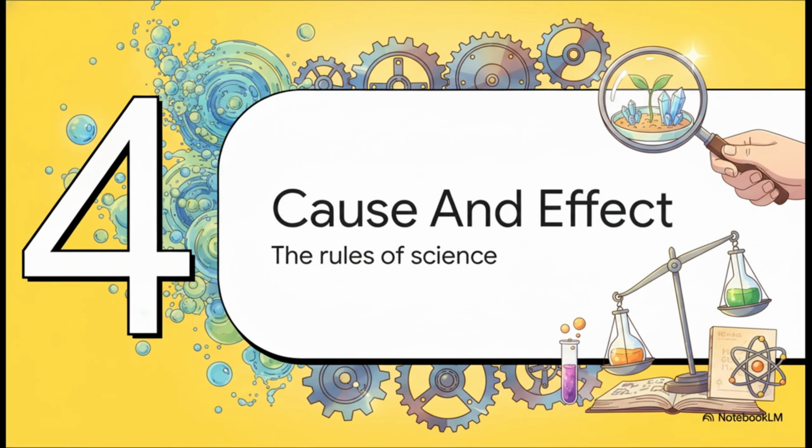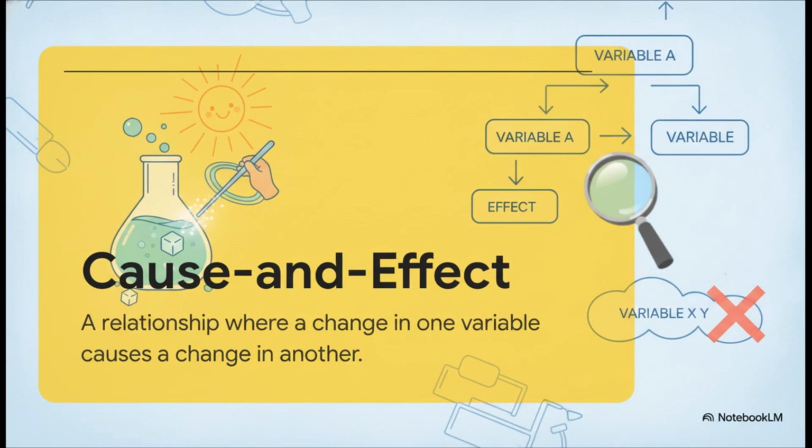Let's shift to part 4, proving cause and effect, the rules of science. Science isn't just about guessing. It requires a really rigorous framework. A cause and effect relationship is a relationship between two variables where a change in one variable directly causes a change in the other variable. We have to be incredibly careful with this because a lot of variables are closely associated, but they don't actually have a cause and effect relationship.